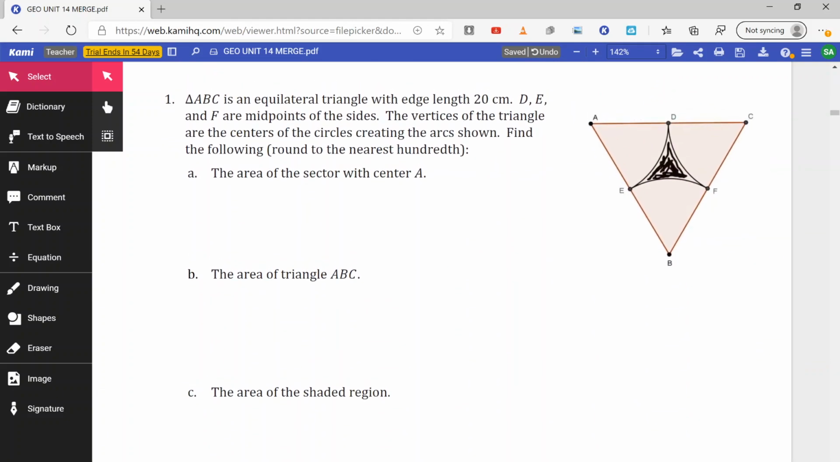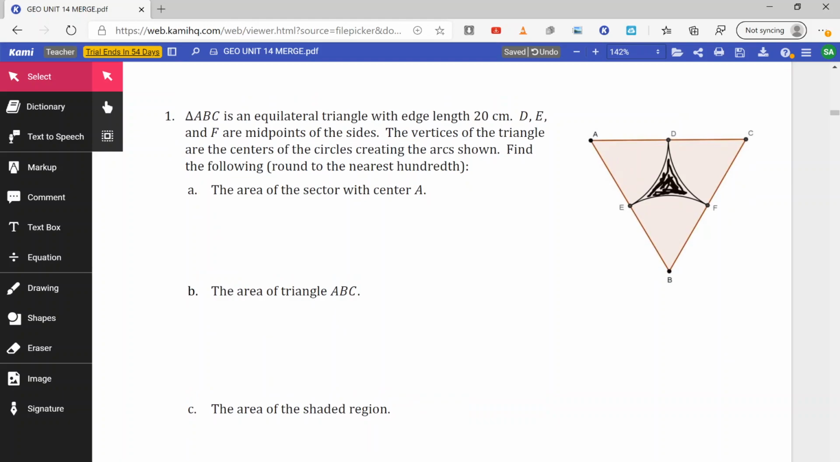So number 1 here on the extra practice problems is a little bit different. What we have here is an equilateral triangle ABC with edge lengths of 20 centimeters. D, E, and F are midpoints of the sides. Vertices are the centers of the circles creating the arcs shown. Find the following, and we have a whole bunch of different things.